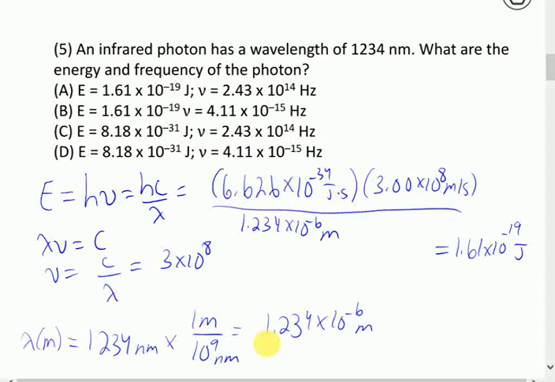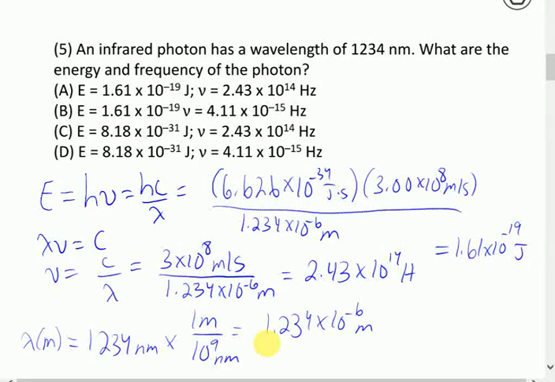So we have 3 times 10 to the 8th meters per second, leaving out some sig figs. And then we're going to use the same value of lambda. It has to be in meters once again to cancel out the units in the numerator. So 1.234 times 10 to the minus 6 meters. You get 2.43 times 10 to the 14 hertz. All right, so those are the two values. The only answer choice that has both of those correct is choice A.